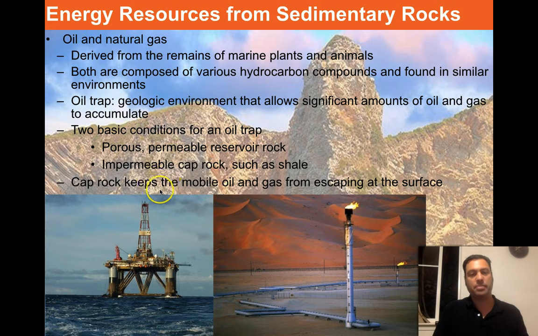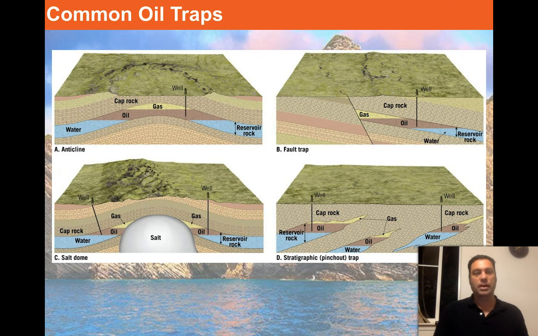The cap rock keeps the mobile oil and gas from escaping at the surface. So somewhere down below here is some type of rock that the oil can't get through. It's trapped down there. It wants to come to the surface, but it can't. And it's stored within a permeable reservoir rock, like a sandstone usually. Same thing here. And so these are common types of oil traps.